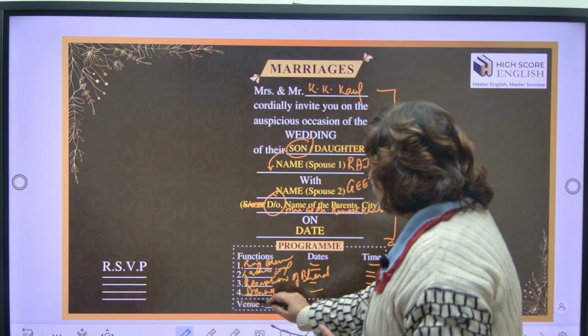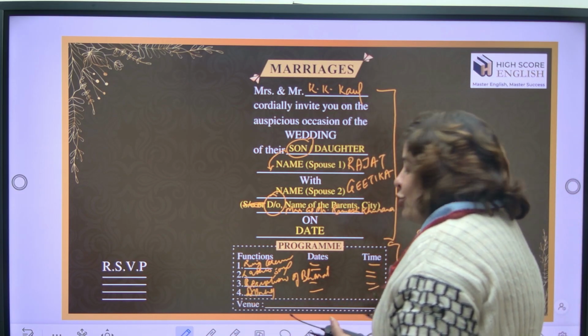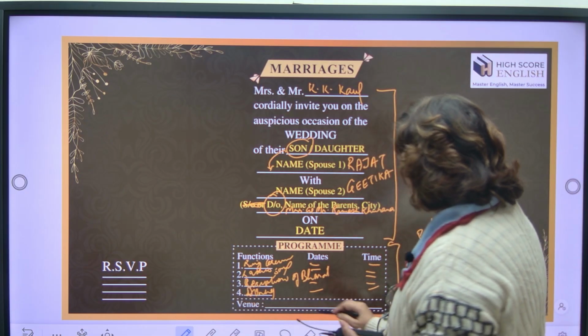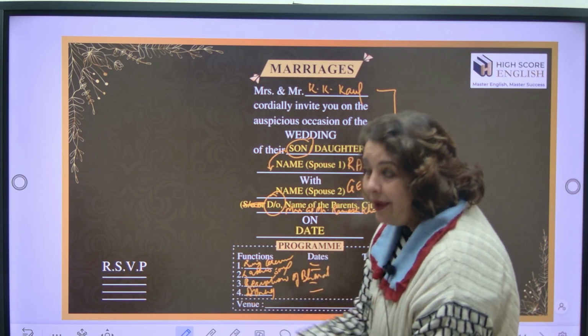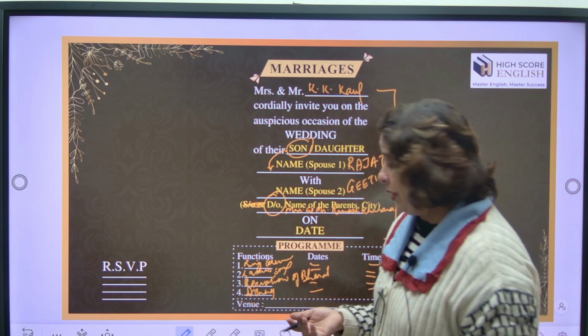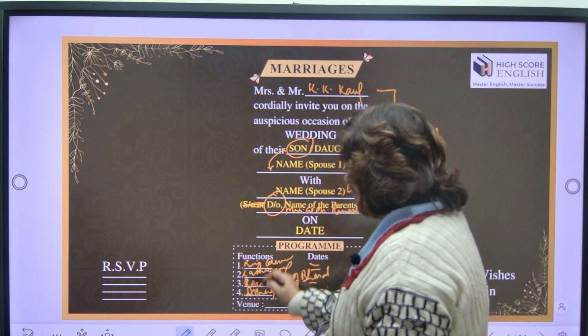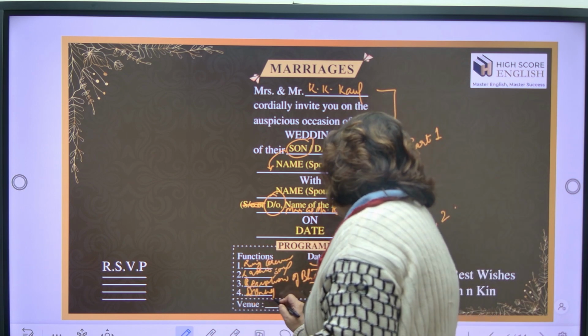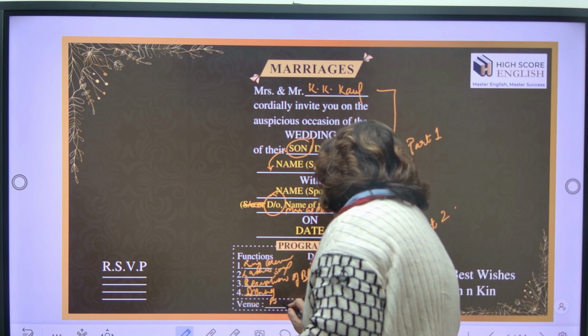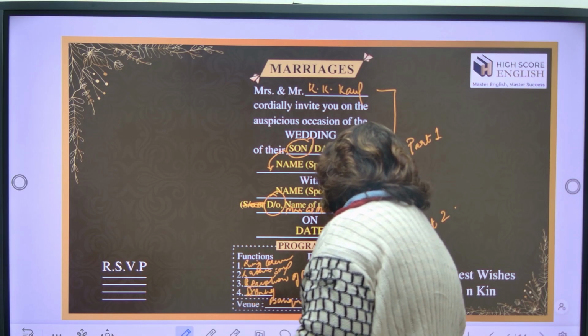So after this you are going to make a small enclosure of a box again, okay, attachment, and then you are going to write where the marriage is going to take place, where all these events, functions are going to take place. So you are going to write the name of the banquet hall.